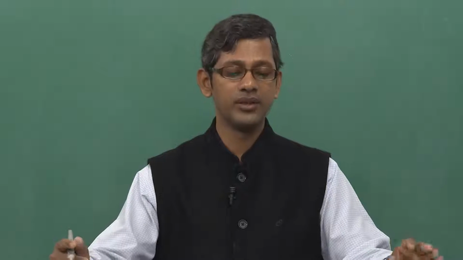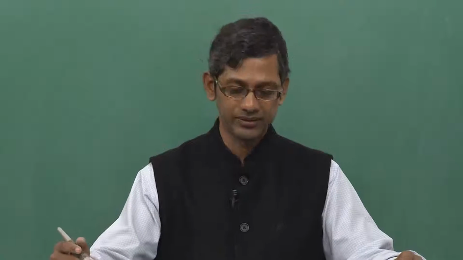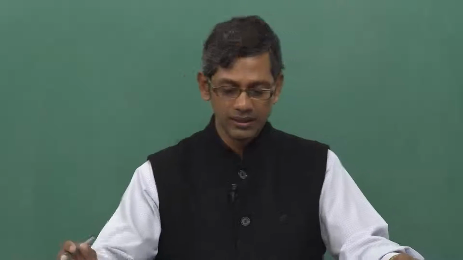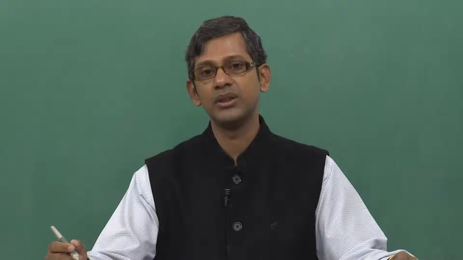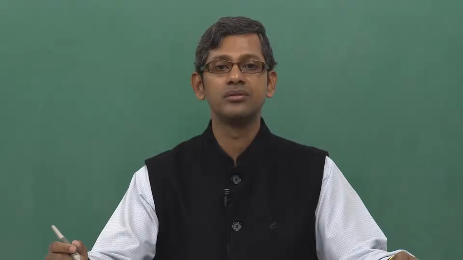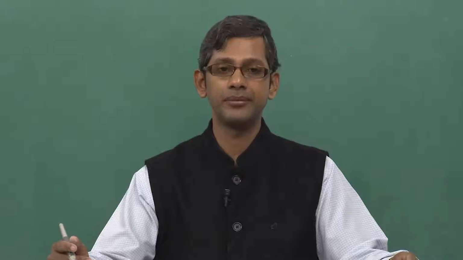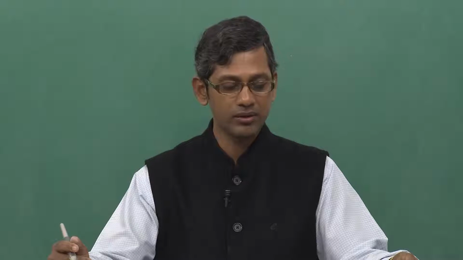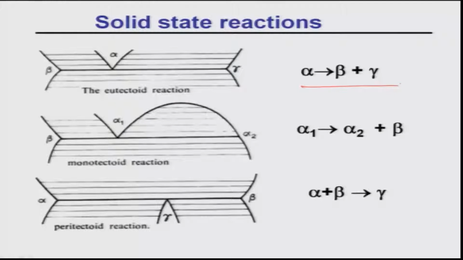So, in this class we are going to discuss the other solid state reactions, but let me remind you that for the solid state reactions we have discussed that we are going to take up 3 different types of reaction. First one is the Eutectoid reaction. This is gamma going to alpha plus beta, sorry, alpha going to beta plus gamma, and that is what we discussed for the steels.